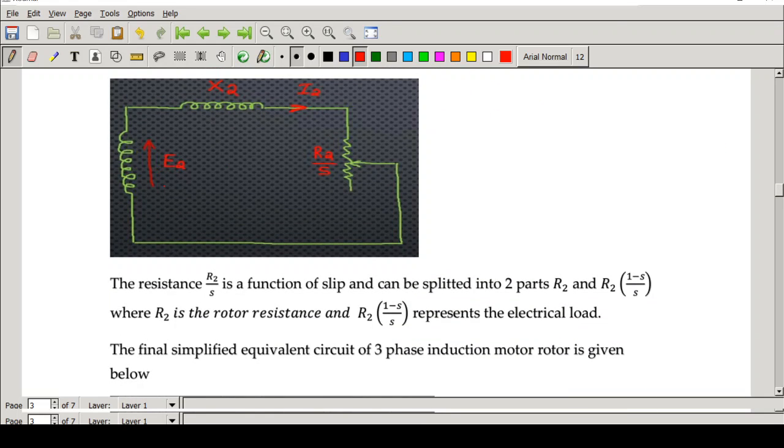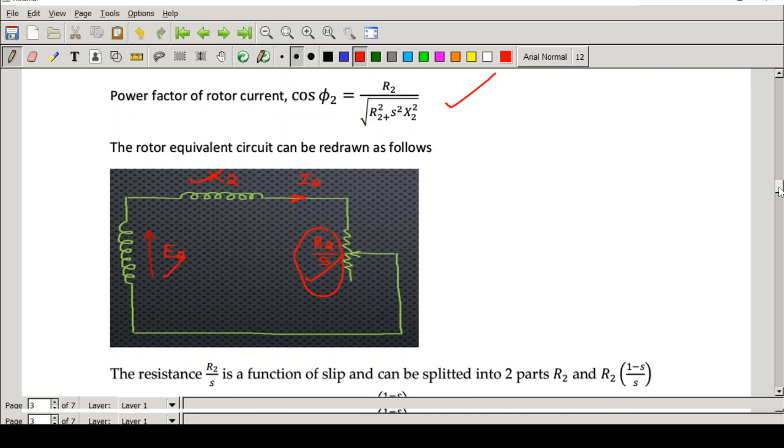You can see here there is no S term in the induced EMF. There is no S here. S is coming here because we have modified the equation. So this is the R2 by S. You can consider this as the load. Now, you will be thinking how we got this equivalent circuit. It is from here.